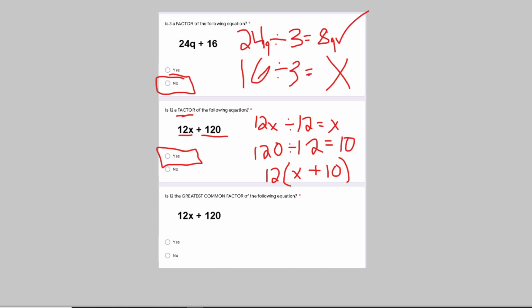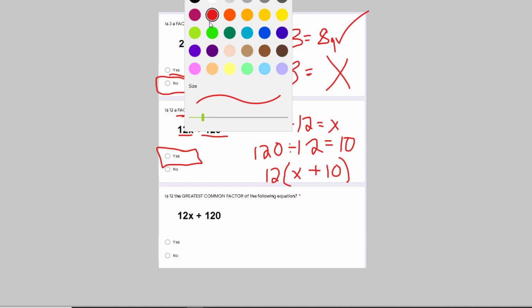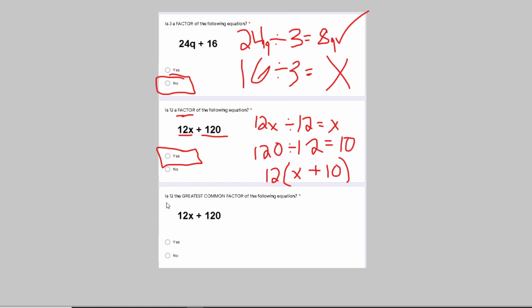Yep, so this last question, I probably won't put this on the test, but I'm asking, is 12 the greatest common factor of the following equation? So is this the biggest factor that 12x and 120 have in common? Is 12 that biggest factor? And it turns out it is, and we know this because you can't divide 12x by a number bigger than 12, otherwise you're going to get a decimal, and so it wouldn't be a factor then. So it was a factor, and it's the biggest it can get, so it must be the greatest common factor.